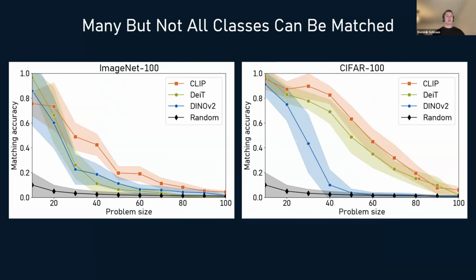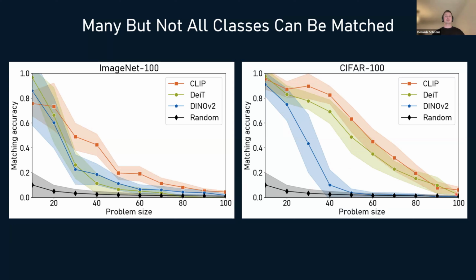Okay, so let's have a look at some larger data sets. Here we have ImageNet-100 and CIFAR-100. We have a set of 100 embeddings for the language embeddings and for the vision embeddings. For 100 classes, on the right-hand side of the plot, we can see that for the whole data set, so including all 100 classes, the matching accuracy is only marginally better than random. So does it work at all?